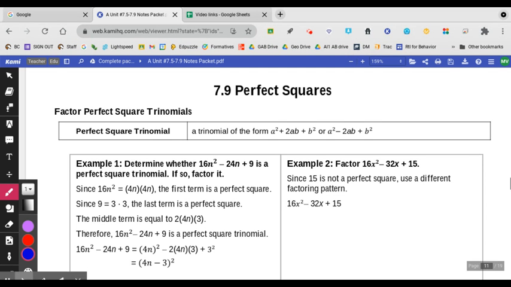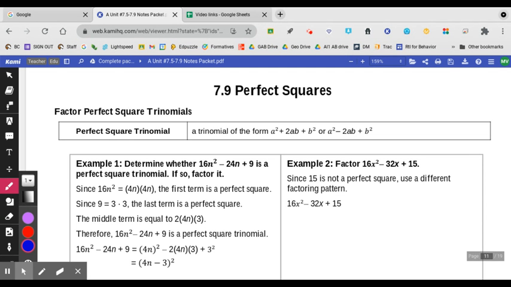Hello, everyone. Today we're going to talk about factoring perfect squares. If you recall, when we learned about multiplying, a plus b squared really meant a plus b times a plus b. And we could multiply that by double distributing, or by squaring the first, so that's a squared, plus a times b times 2, so that's 2ab, plus squaring the second, which is b squared.